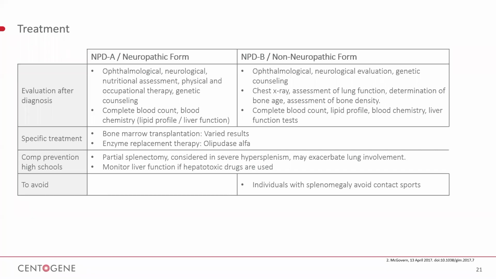And for individuals with type B, there is a bleeding component that can be life-threatening and require blood transfusion if it gets to that point. However, total splenectomy is not recommended, as that can exacerbate the pulmonary disease for those particular patients.